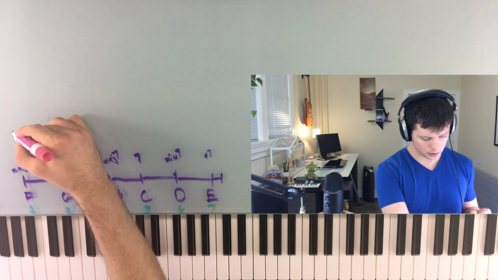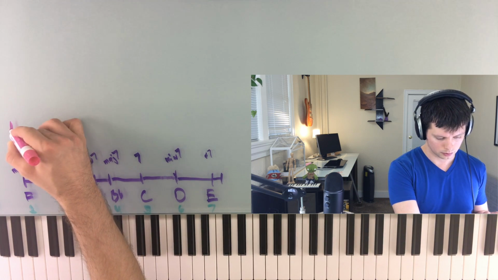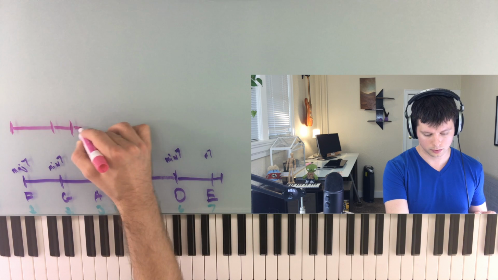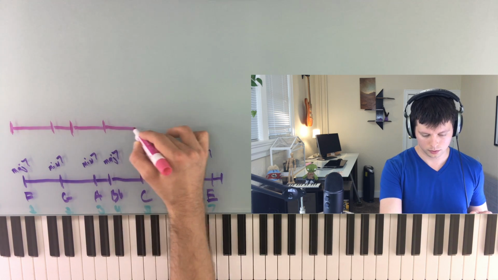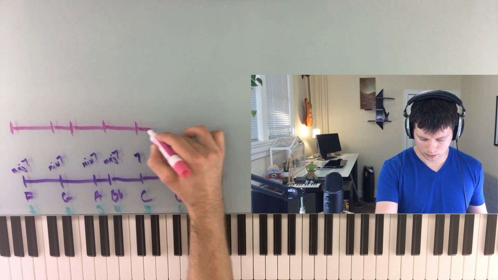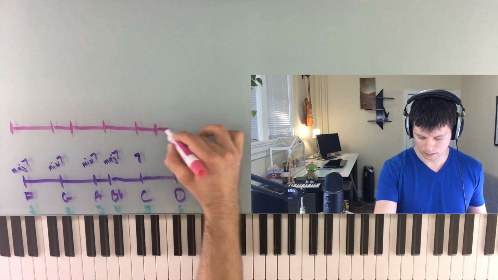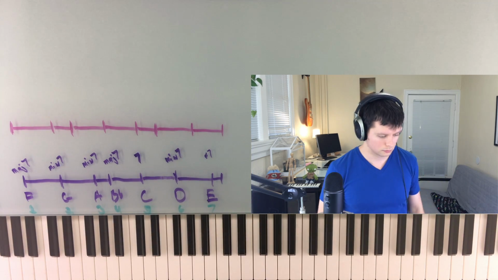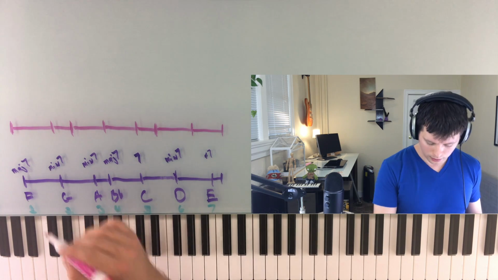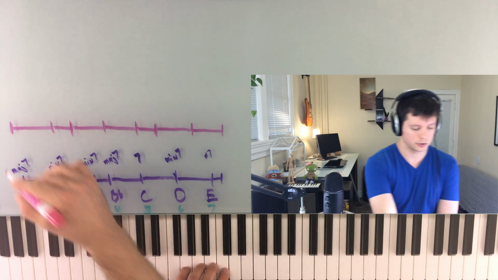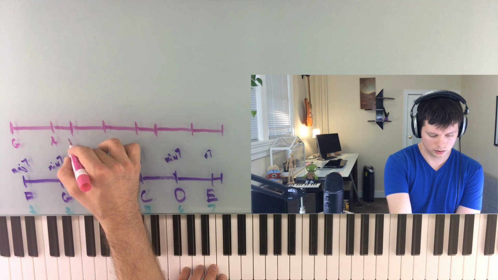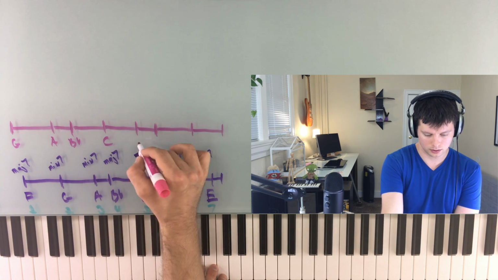Pattern for a minor key: whole step, half step, whole step, whole step, half step, whole step. Okay, so something like that. And then if we're in G minor, we'll use G, A, B flat, C, D.